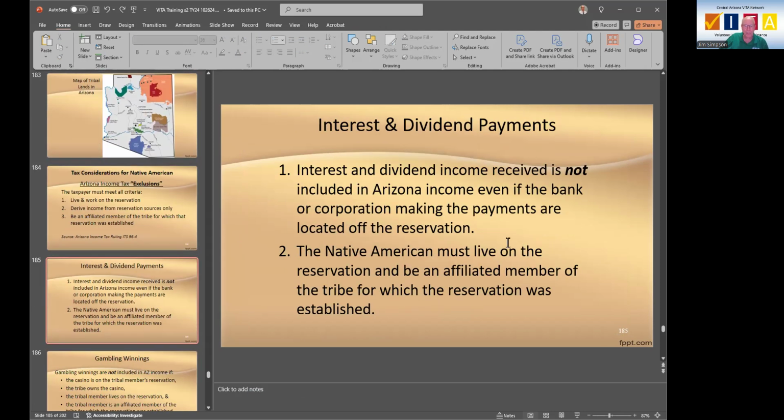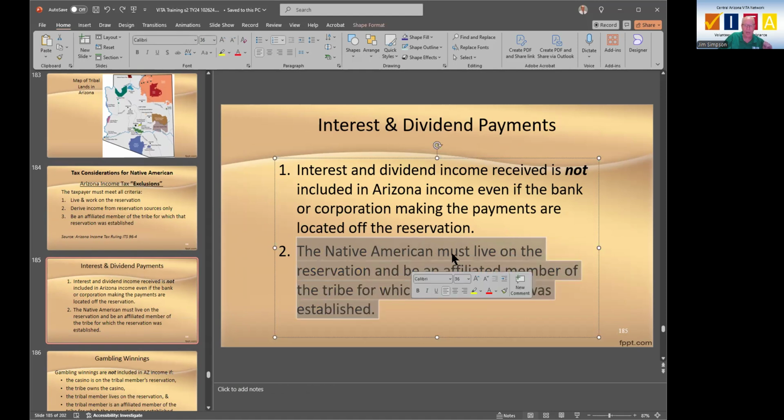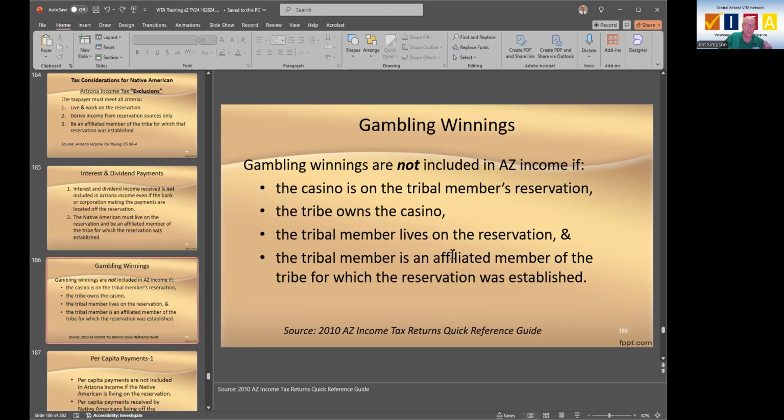One exception to that is interest and dividend income is not included in Arizona income, even if the bank is off the reservation. Okay, that's kind of trivial and it doesn't really matter. The Native American must live on the reservation and be a member of the tribe. I've already said that.